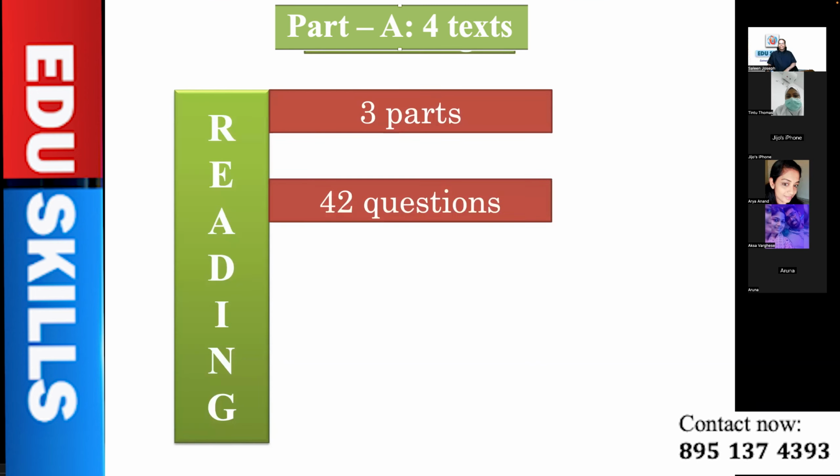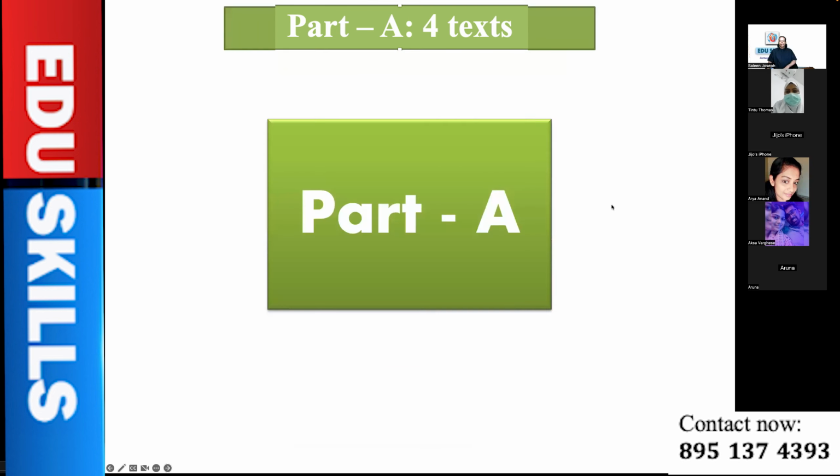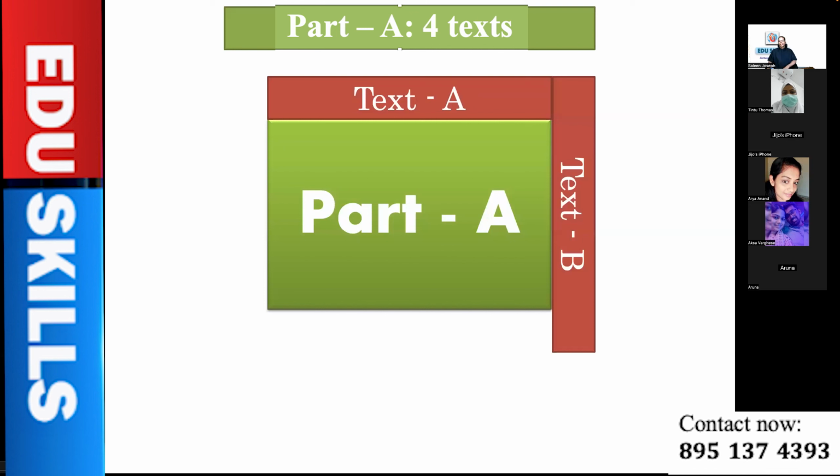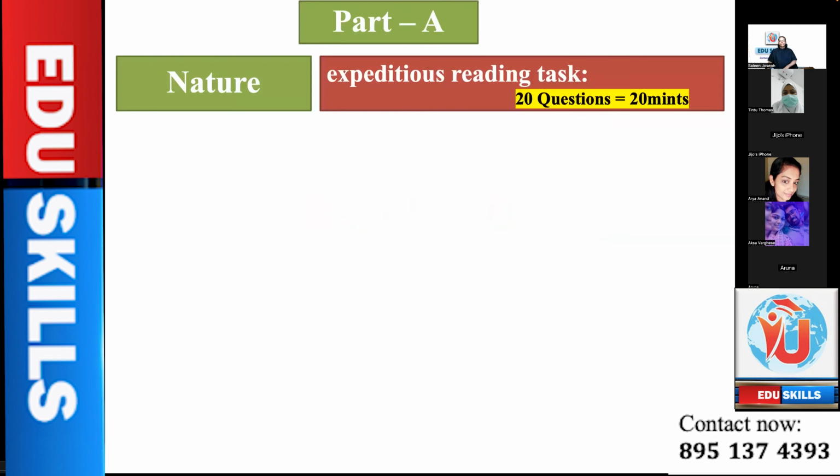So in reading, you have 3 parts, 42 questions, 60 minutes. The topics are generic healthcare topics. You don't have any topics other than healthcare topics, so they are not very challenging. In reading, you have 3 parts, Part A, Part B, and Part C. Part A has 4 texts: text A, text B, text C, and text D. And these are simple things, which is why I'm not taking too long to explain them.